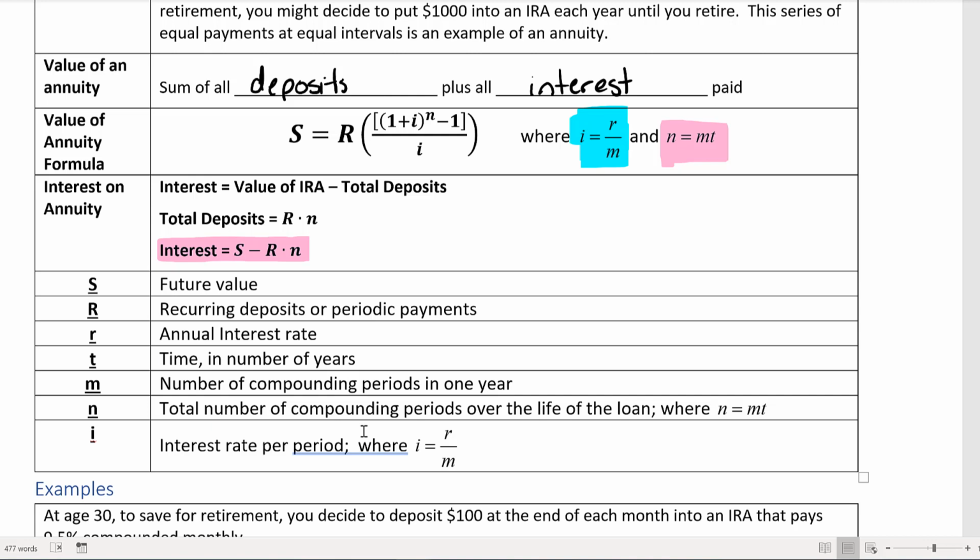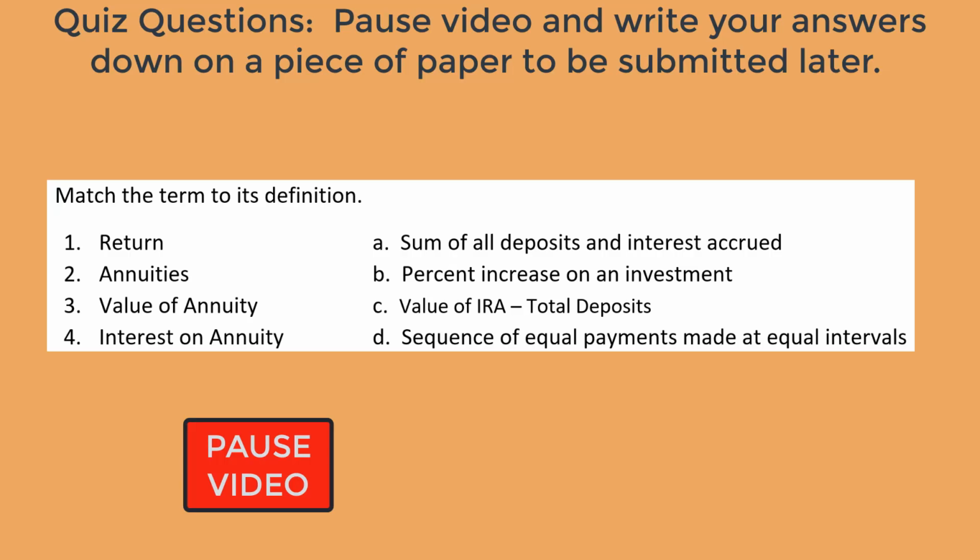r is the annual interest rate again. t is the same, time in years. m is the total number of compounding periods in one year. n is still the number of total compounding periods over the life of the loan, where n = m times t. And i is the same, the interest rate per period, where i = r/m. So there are a lot of things the same here. The formula is different, and the S future value and the R recurring deposits are a little bit different.